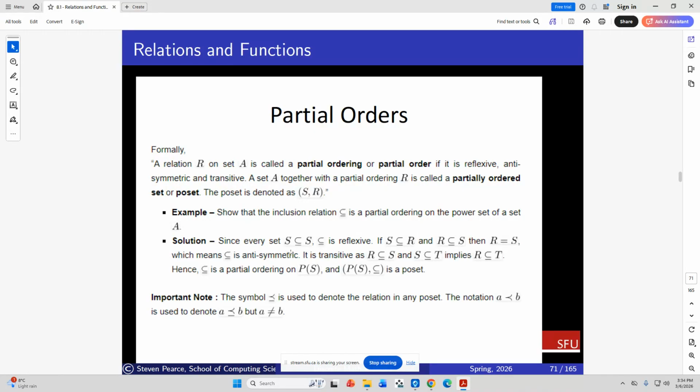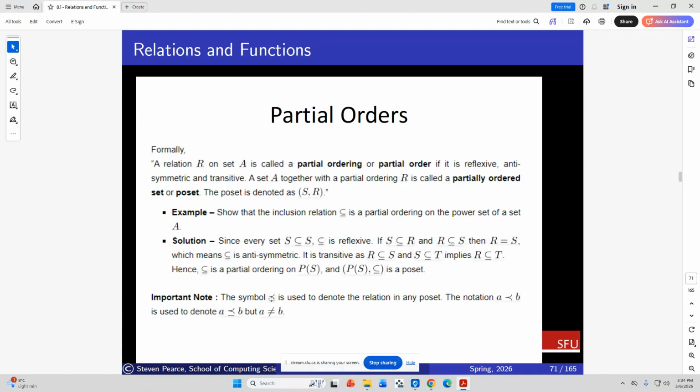Solution: since every set S is a subset of S by the definition of subset, subset is reflexive, obviously. If S is a subset of R and R is a subset of S, then R equals S, which means the subset relation is antisymmetric. If we go back to the definition of antisymmetric, that is the definition. Okay, it is transitive. As R is a subset of S and S a subset of T implies R is a subset of T. So no doubt about it.